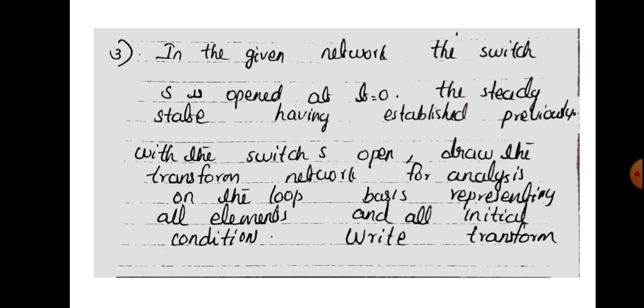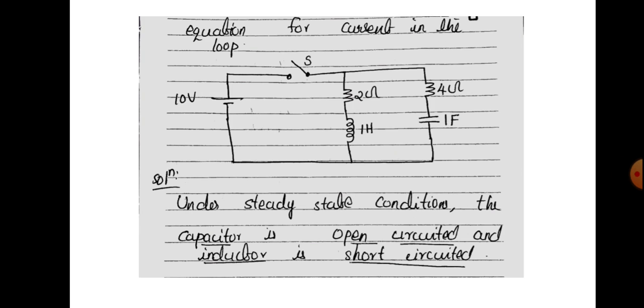With the switch S open, draw the transform network for the analysis on the loop basis, representing all elements and all initial conditions. Write the transform equation for the current in the loop. This is the circuit diagram. It is given that there is a 10 volt battery source, a 2 ohm resistance, a 4 ohm resistance, a 1 Henry inductance, a 1 farad capacitance, and there is a switch S.